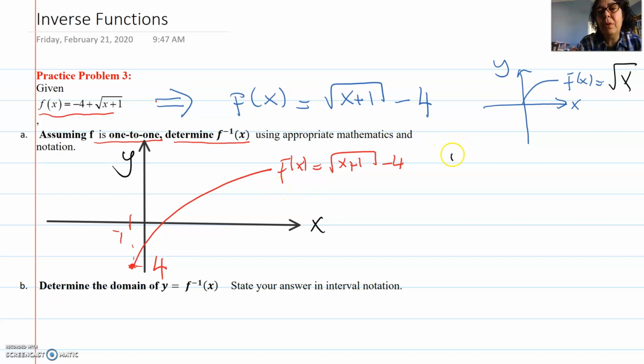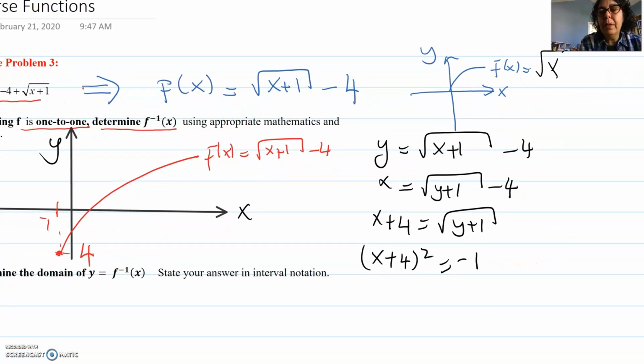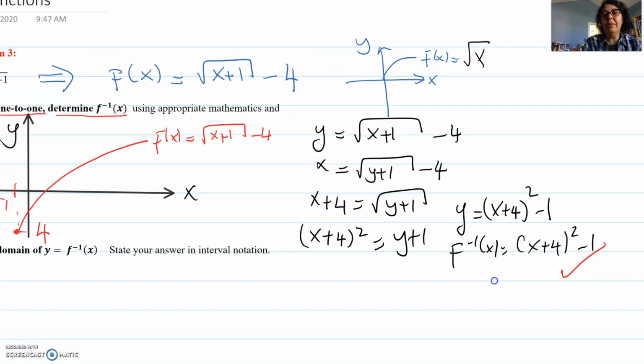Okay, now let's do the steps. We write down y equals square root of x plus 1, minus 4. This is procedural. Switch x and y. Now solve for y. We need to take the square root of both sides. Then y will be x plus 4, quantity squared, minus 1. So f inverse of x will be equal to x plus 4 quantity squared minus 1. A better way of writing. All right, we're done. We have the answer for part A.